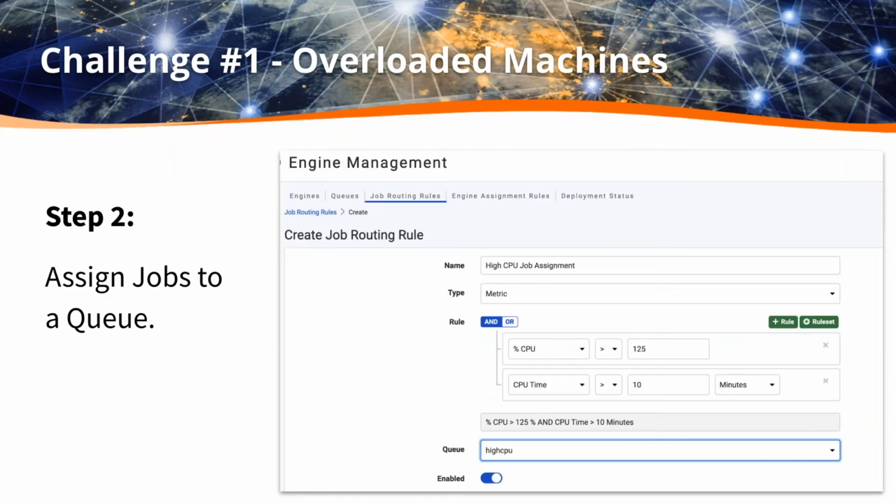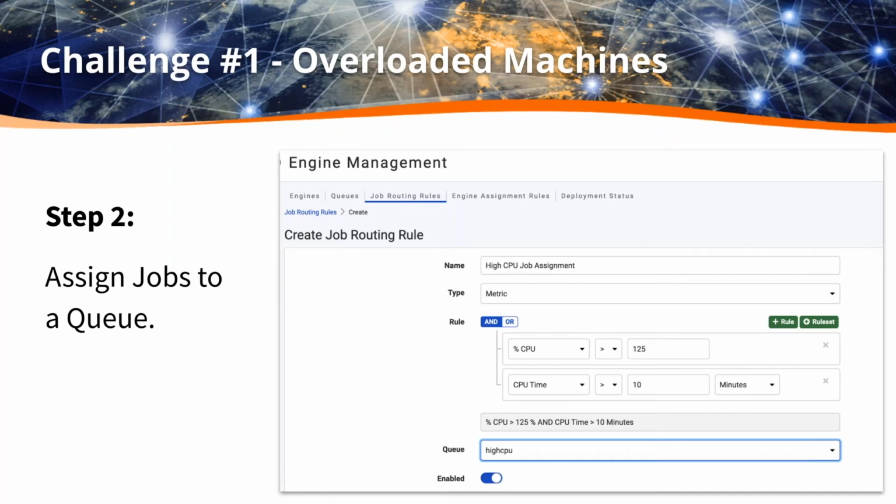The next thing that we do is we will assign jobs to a queue. So we have on the top ribbon there an engine management queues, and then there's job routing rules. This is part of the new job controls configuration available in FME Server 2021. And for this particular job routing rule, we are using different metrics. That job information that we've been talking about this entire time, this is where we can start to really utilize it and be smart about how we distribute jobs across our FME engines.